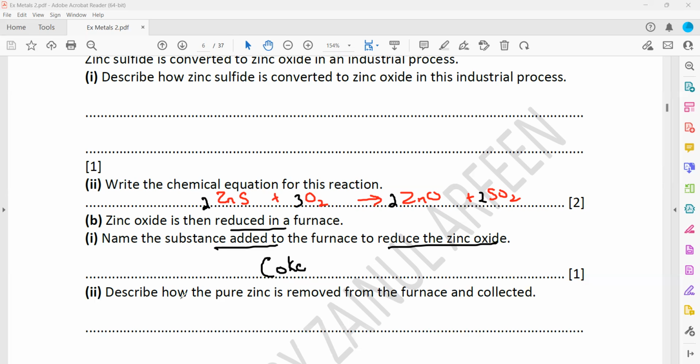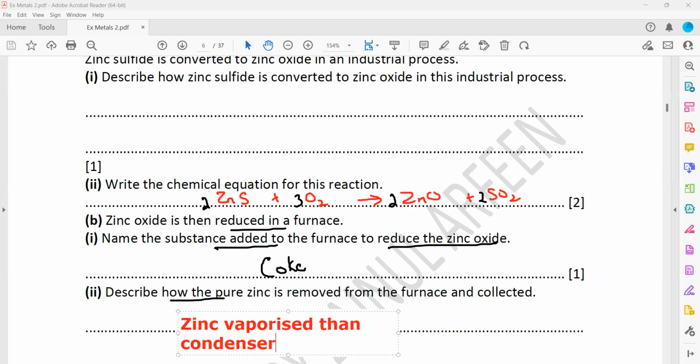it will form zinc metal. Describe how pure zinc is removed from the furnace and collected. The temperature of the furnace is normally higher than the boiling point of zinc. So first the zinc will vaporize, and then it will condense at the top of the furnace. This is what we do in the extraction of zinc.